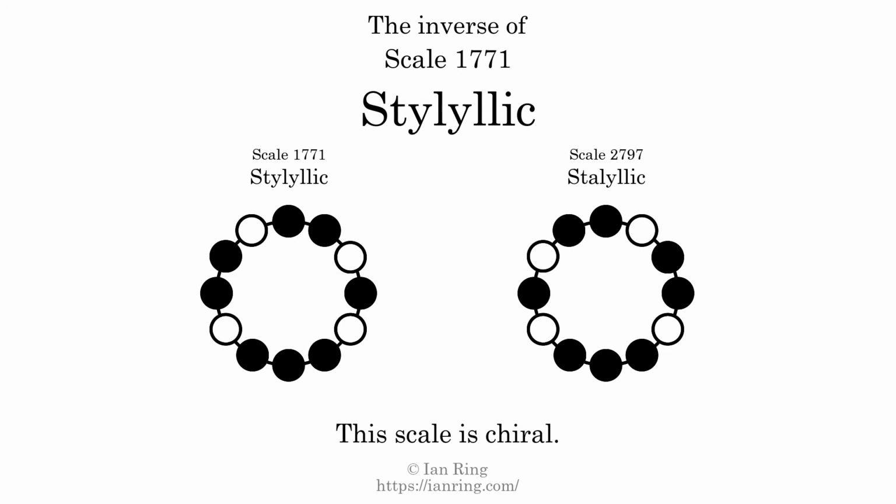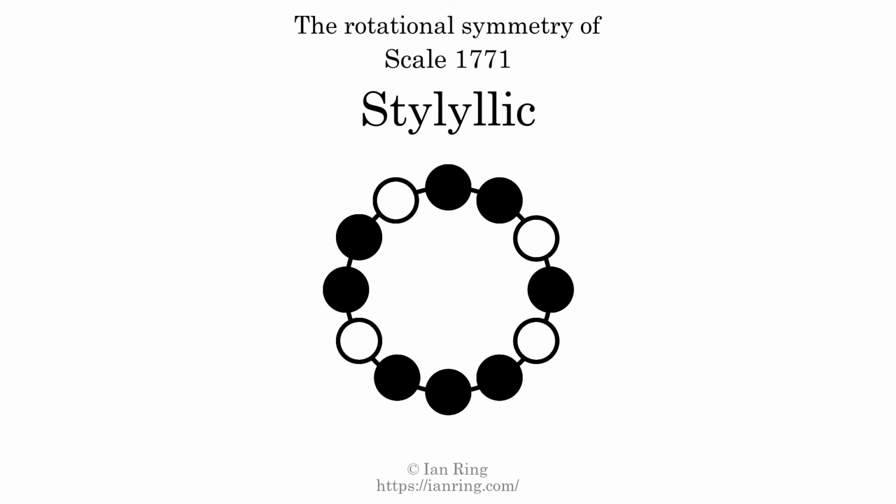The inverse of a scale is a mirror image. It is what you get when the sequence of intervals is reversed. The inverse of this scale is scale 2797, also known as Stylyllic. This scale is chiral. It cannot transform into its inverse by rotational transformation. This scale has no rotational symmetry.